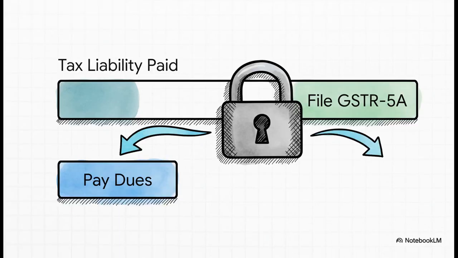And this might be the most important payment rule of all. You know that file button on the portal? It will literally be grayed out. You can't click it until you have paid every last penny of your tax for that month. There's no file now, pay later option. You have to pay up in full before you can file.